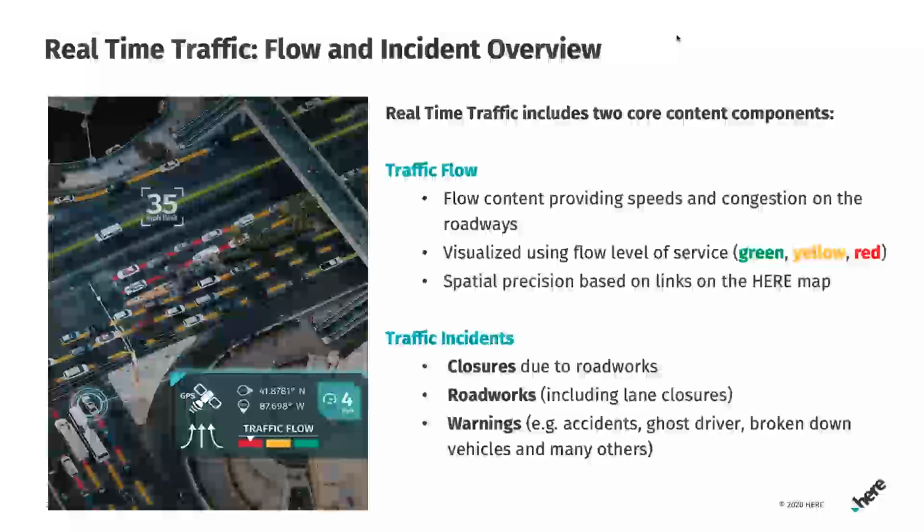Real-time traffic also contains two main components. First of all, it's traffic flow, which contains speed and congestions. It's possible to visualize this data using different levels, green, yellow, or red, and special precisions. Then this flow also contains traffic incidents, which are closures, roadworks, and warnings. Warnings like car accidents, ghost drivers, and many other warnings.